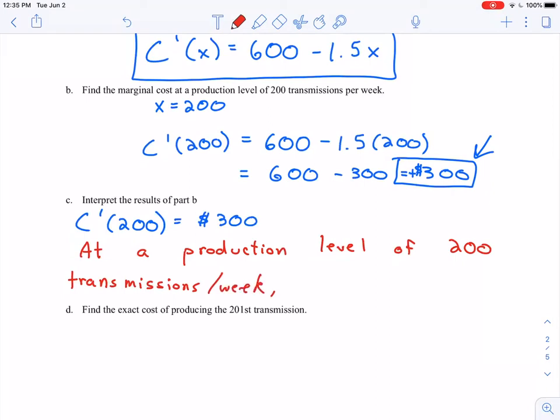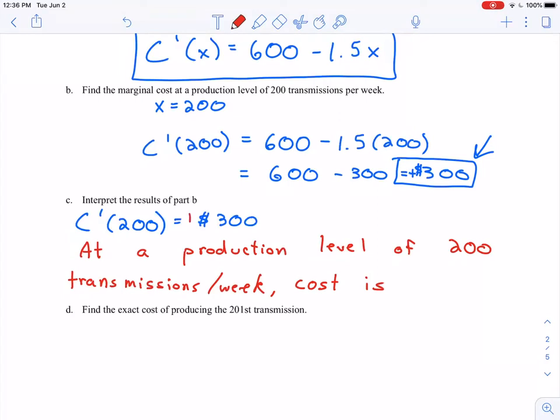So here we're talking about marginal cost over here. I know we're talking about cost, and from here on out, I want to use a word that describes change, right? If something is changing, that number is either increasing or it's decreasing. That's the type of language that I would like to see in your interpretation.